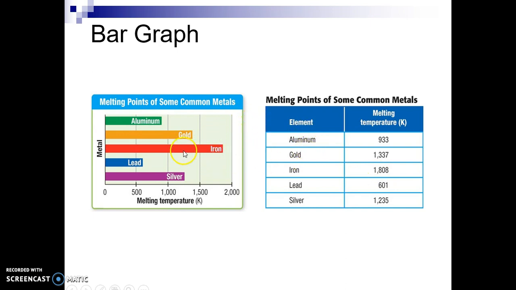So as we were saying, graphs are really a good pictorial representation to interpret the data. When you look at this graph, you can easily say that iron has the highest melting temperature. And if the next question is, after iron, which other metal has the highest melting temperature? You can easily say it's gold. So looking at the graphs, you can easily interpret the data.